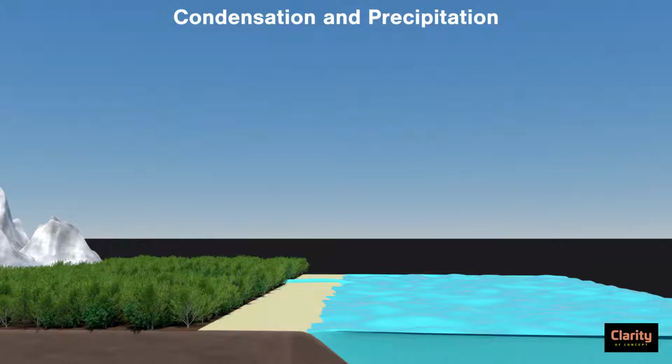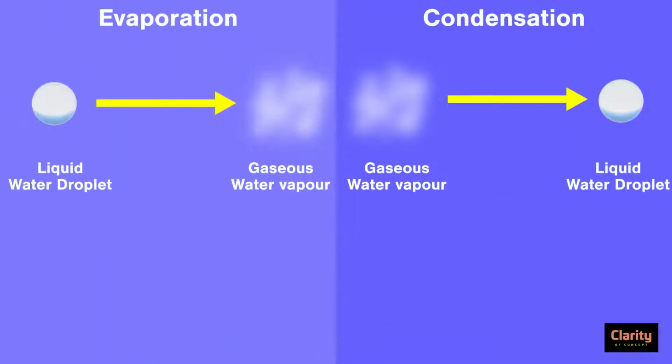Now, let us see the processes that are responsible for returning these water back to ocean and land surfaces to complete the cycle. When water vapor rises above in the atmosphere, it undergoes condensation. Condensation is opposite of evaporation. In evaporation, water changes state from liquid to gas. In condensation, water changes state from gas to liquid droplet.